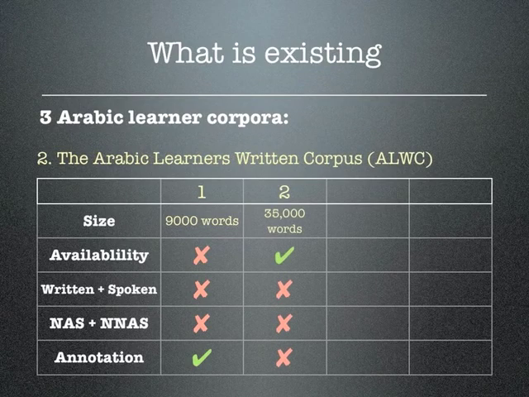The Arabic Learners Written Corpus. Materials of this corpus were produced by non-native Arabic speakers from the United States and were collected over a period of 15 years. This corpus includes around 35,000 words, covering 3 levels: beginner, intermediate, and advanced, and 3 text genres: descriptive, narrative, and instructional. It was developed over 2 phases.